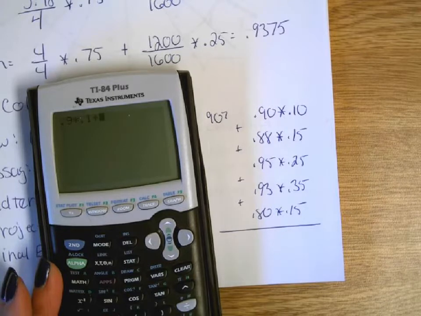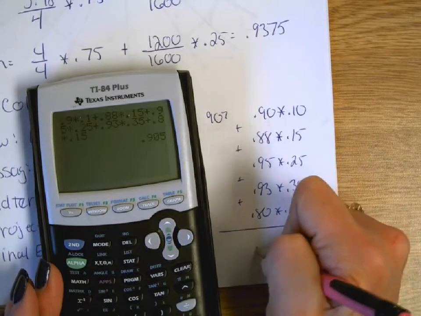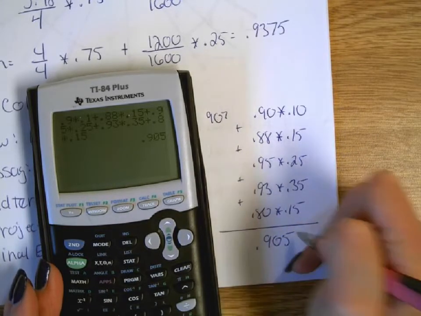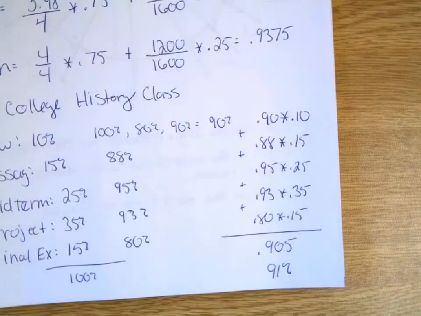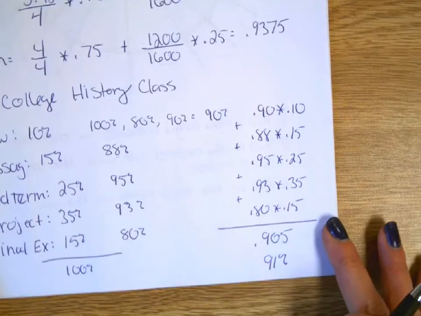0.9 times 0.1, 0.88 times 0.15, 0.95 times 0.25, 0.93 times 0.35, 0.8 times 0.15. 0.905, so about a 91%. Pretty good at getting that average. Okay, we're going to stop there for the day.